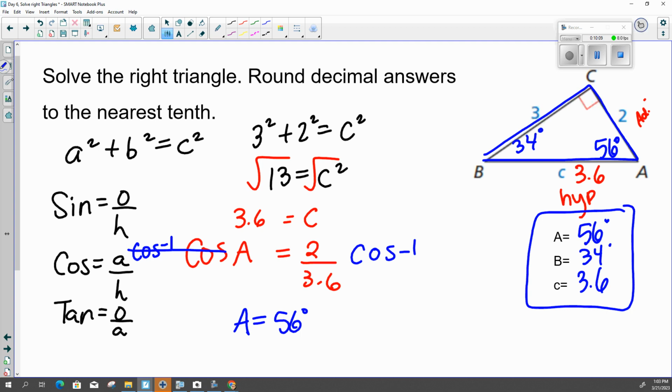Any questions? Could I have gone in a different order? Yes. Could I have used a different trig function? Yes. Could I have found angle B first? Sure. So there's a lot of ways to do it. You have all these things in your toolbox. So as you look over at your neighbors, they're doing it way different than me. That's okay. You'll get the same answers.